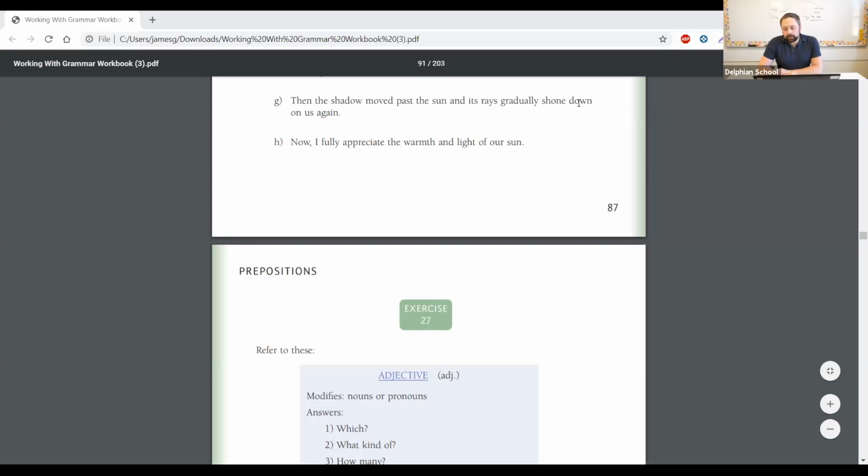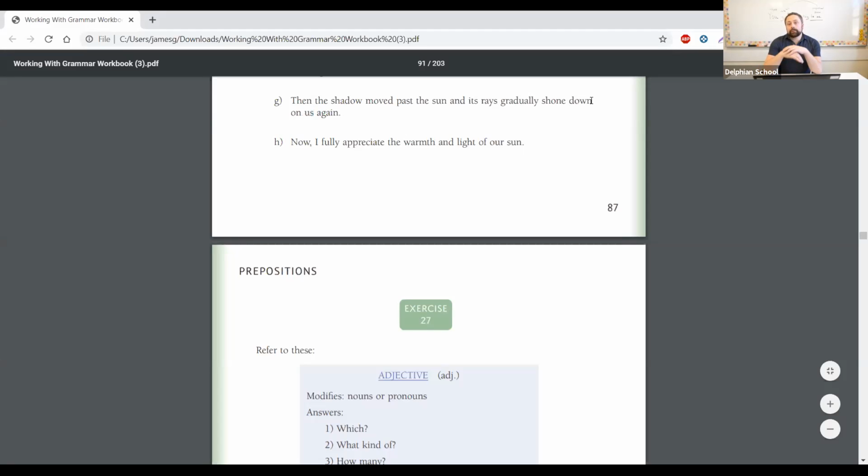it could be a preposition that's a prepositional phrase sometimes. But here it looks like shone down. It looks like down is actually just a modifier of shone. The rays shone down. Down isn't really starting a prepositional phrase there. On us is a prepositional phrase though, because on us is saying where the rays shone.